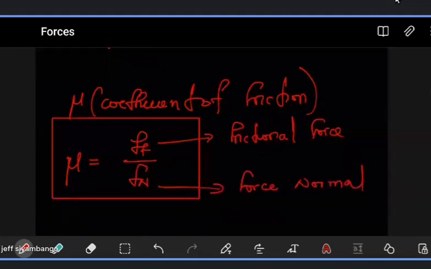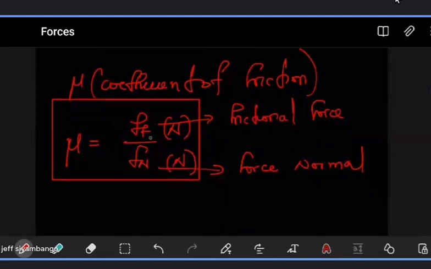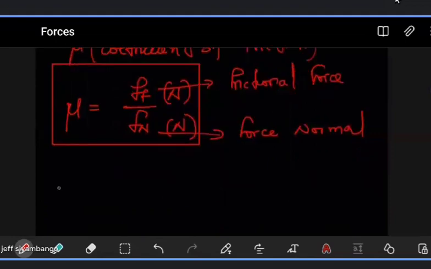So with this ratio, the friction comes with a unit of Newton, because remember, friction is a force. The normal force as well is a force, so it also has the unit of Newton. When you divide these two, you notice that the answer you get will not have a unit. In other words, this coefficient of friction has no units.